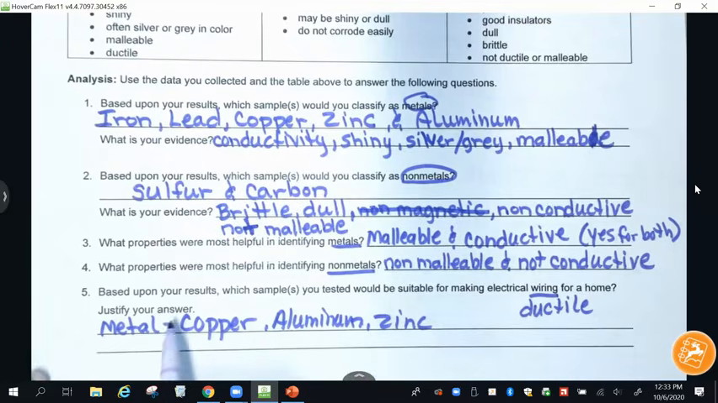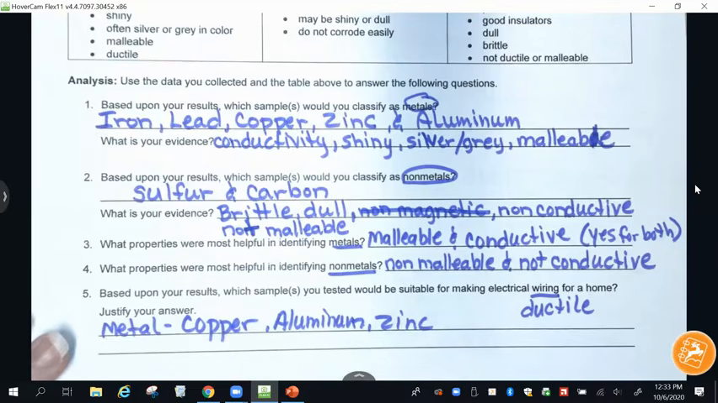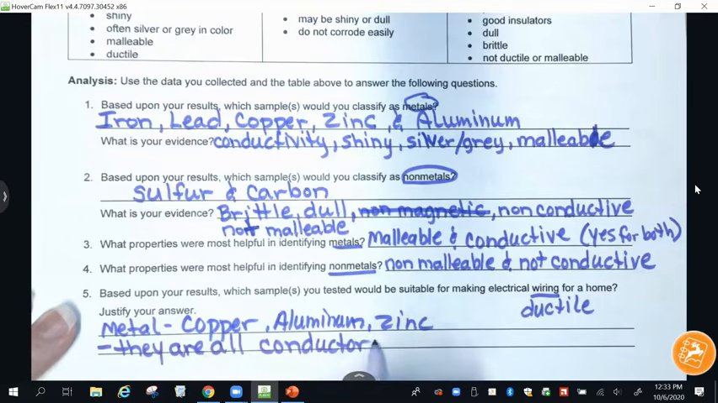Now, it says justify your answer. So what do we want to say? We want to say we could use these metals because why? Because they are all conductive. We're going to say they are all conductors and ductile. Yes, they are all conductors and ductile.